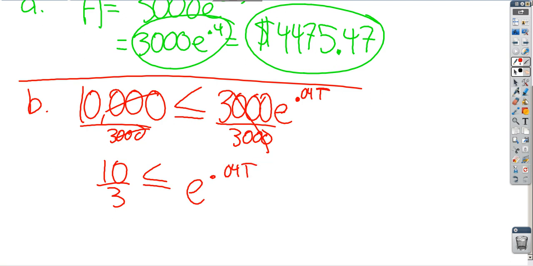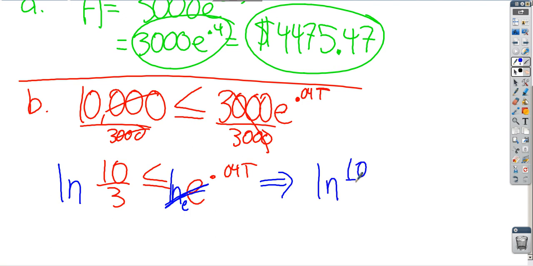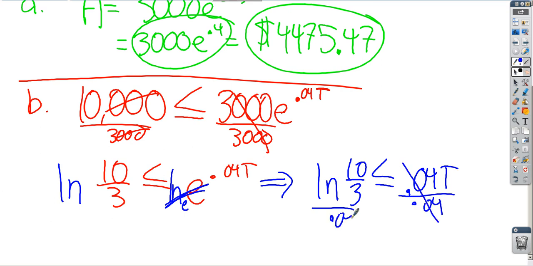How do we get that t to come down from where it is? We would take the log, and the best log to take here would be the natural log, because e raised to what power will be e to the 0.04t? It's just going to be 0.04t. We're allowed to cancel those as long as we're taking the natural log, which we are. So let's expand this out. We'll get the natural log of 10 over 3 is less than or equal to 0.04t. Again, we haven't had to change the sign because we're not multiplying or dividing by anything negative. Last step here is we divide by 0.04. Still don't have to change the sign because 0.04 is not a negative number. So we get t is greater than or equal to that.